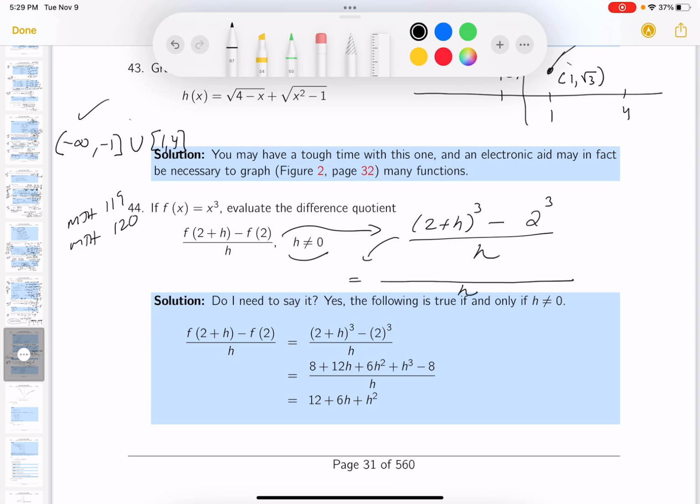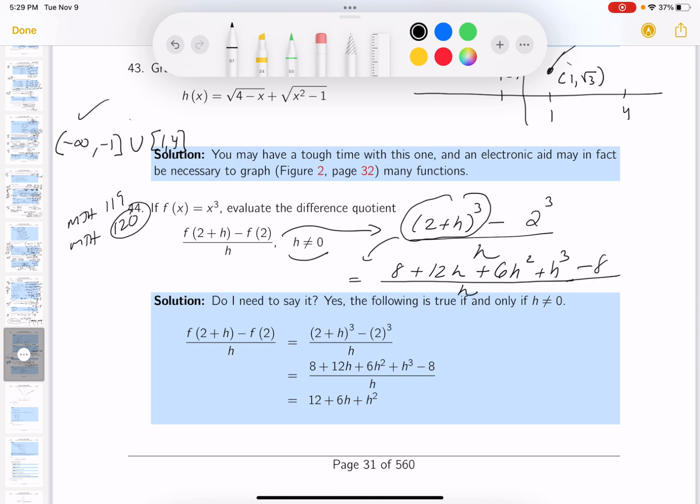So it's going to be 8 plus, well, I got to do the next one. It's going to be 3 times 2 squared. That's 12h. Plus, the next thing is going to be 3 times 2, which is 6h squared. I'm using the binomial theorem to do that. And then you're going to get h cubed. I just did this part over here using the binomial theorem they learned in math 120. And minus 2 cubed is minus 8.